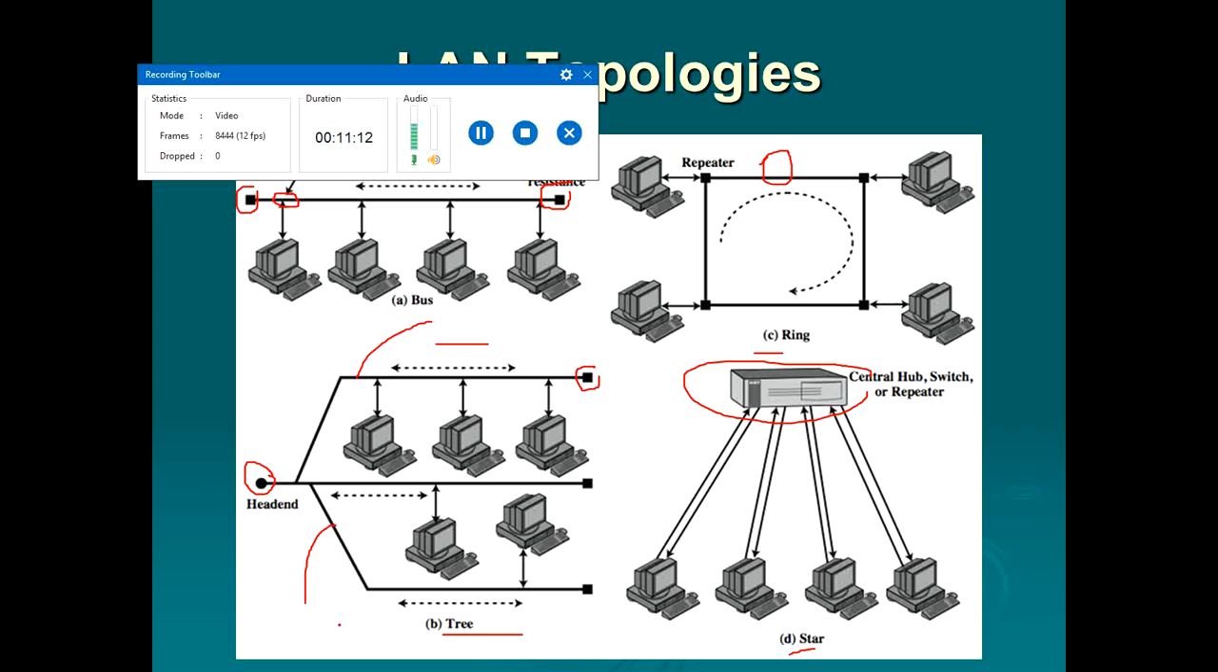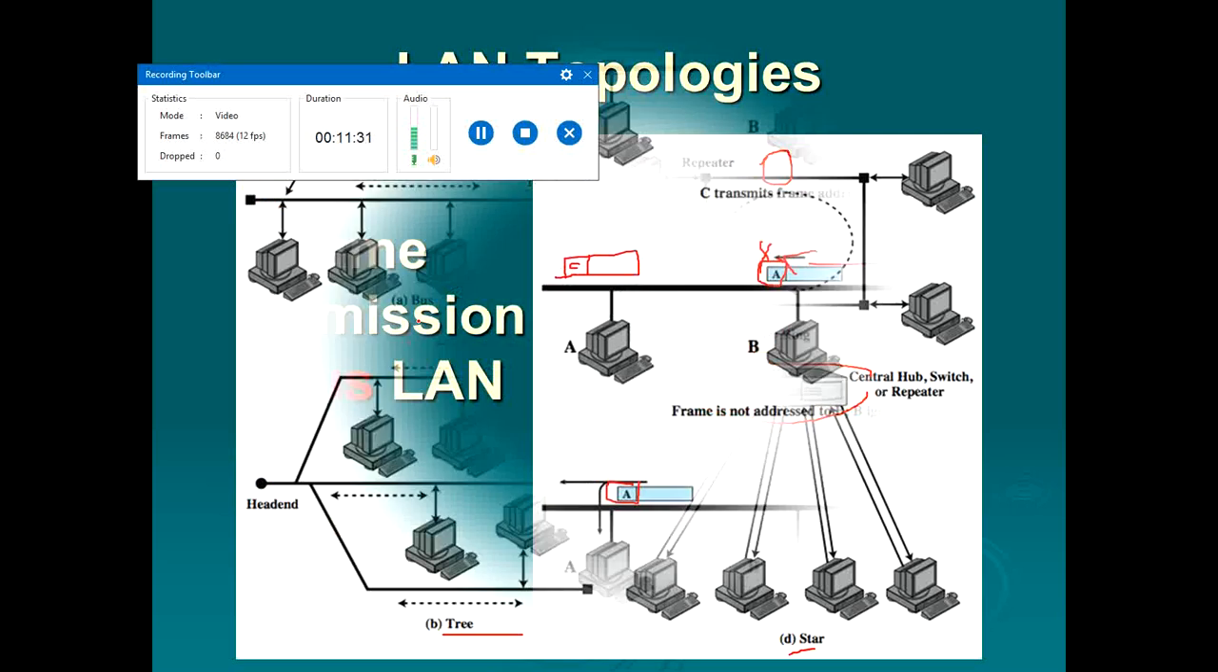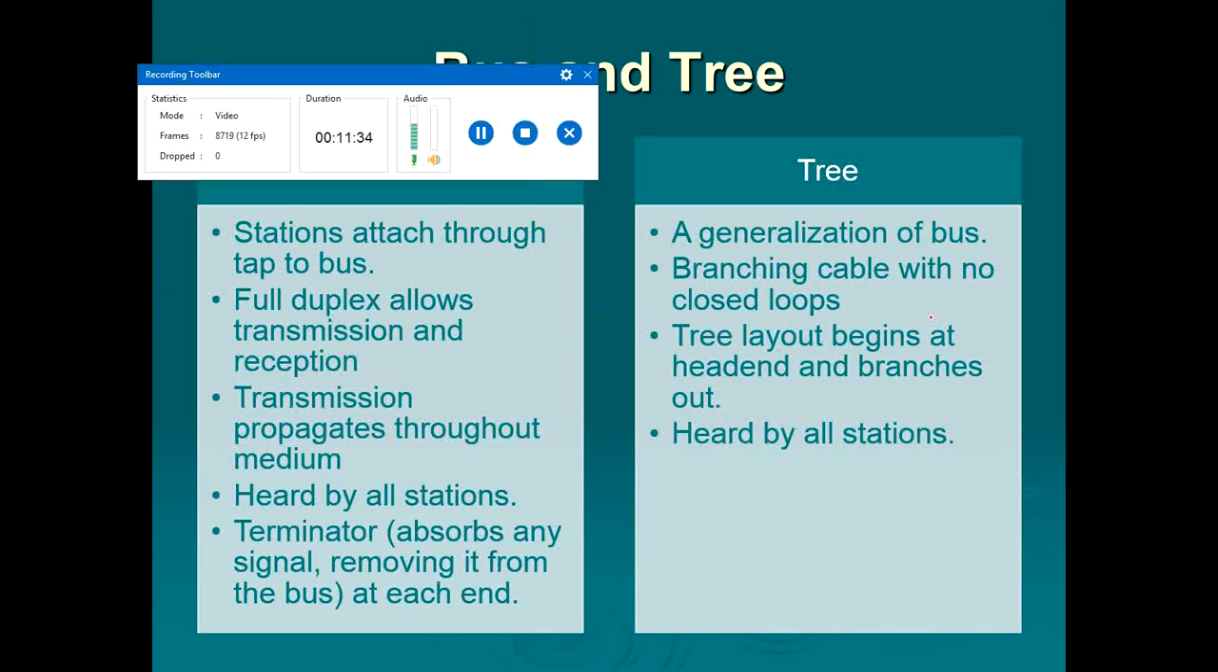to allow quite a complex layout. Again, a transmission from any station propagates throughout the medium and can be received by all other stations. So the basic working of the tree topology is the same as the bus topology, but in terms of layout it is more complex than the bus layout. Alright, so: branching cable with no closed loops, tree layout begins at the head end and branches out. The transmission is heard by all the stations, but the frame will be accepted by the station for which it is intended, and the other stations will ignore that frame.